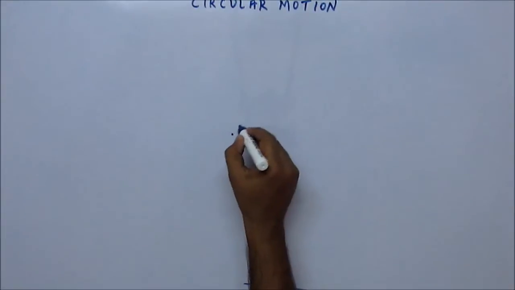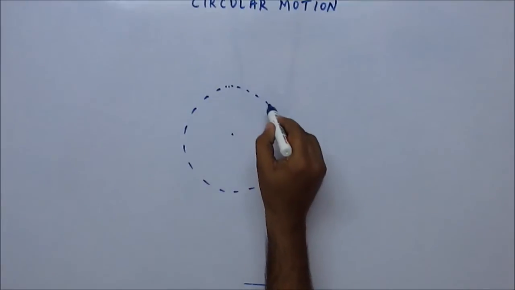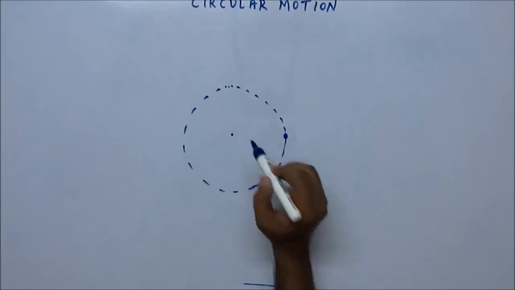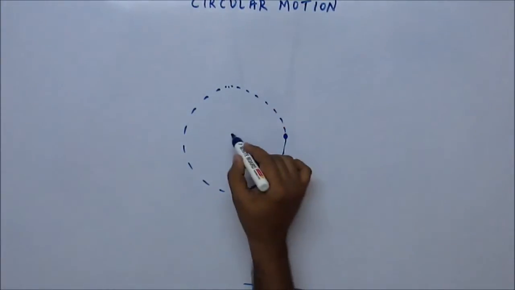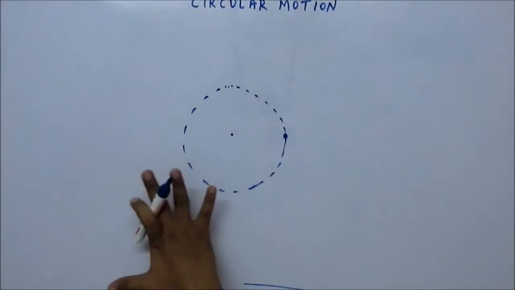Hello everyone, we're going to start a chapter called circular motion. When a particle moves in a plane such that its distance from a point, which could be fixed or moving, remains constant, a particle is moving around a point. Then this particle is said to be doing circular motion around this point in a plane.